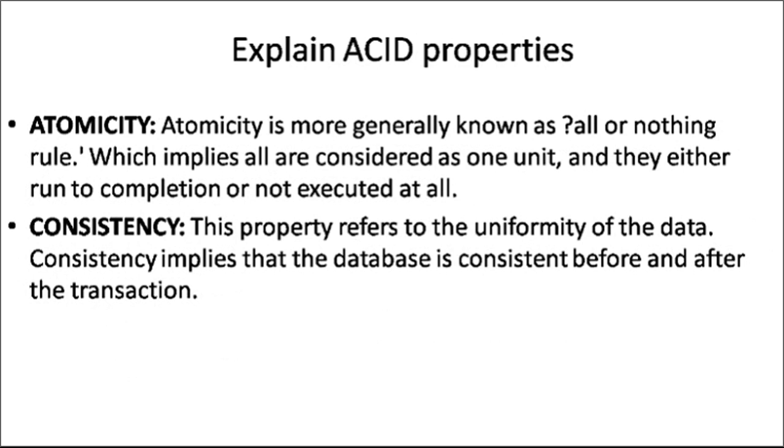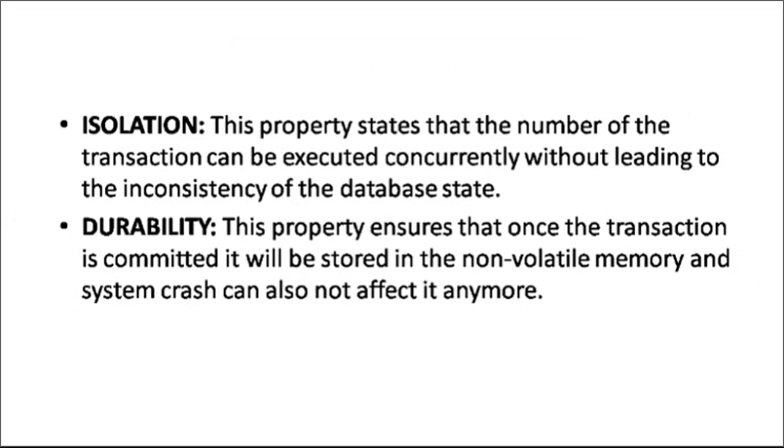ACID properties. Atomicity. Atomicity is more generally known as the all-or-nothing rule, which implies all operations are considered as one unit and they either run to completion or are not executed at all. Consistency. This property refers to the uniformity of the data. Consistency implies that the database is consistent before and after the transaction.